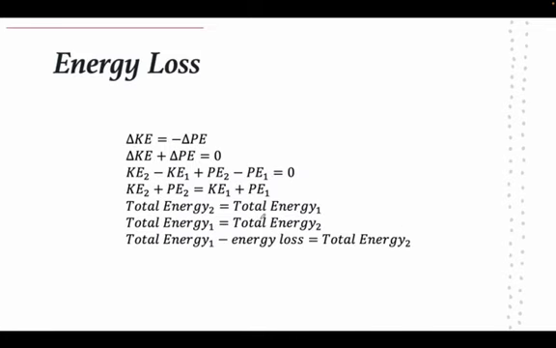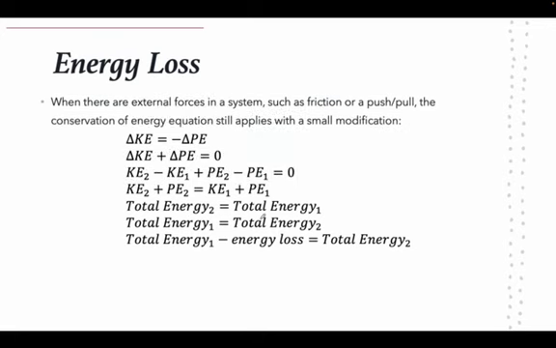All right, now we're going to talk a little bit about energy loss. The examples that we've seen in conservation of energy ignore all types of frictional forces, but we know that friction exists in the world. And how do we account for friction when we're dealing with energy loss? So, when there are external forces in a system, such as friction, then we still have the conservation of energy, but we need to account for those energy losses, right?